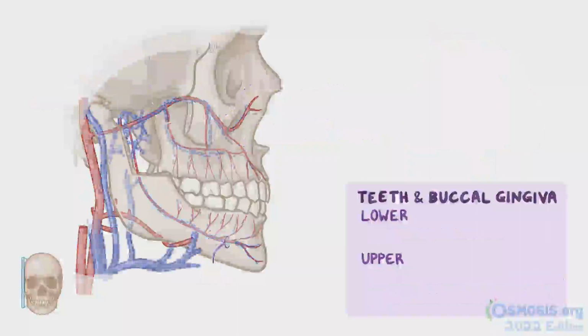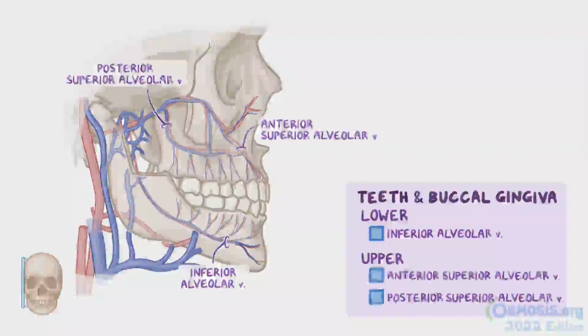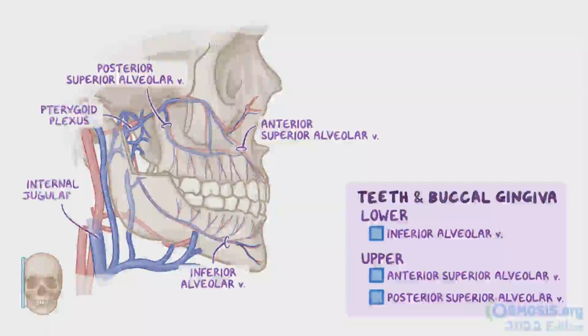Venous drainage is through the inferior alveolar vein for the lower teeth and gingiva, and the anterior and posterior superior alveolar veins for the upper teeth and gingiva. They follow the same paths as the arteries, but drain into the pterygoid plexus of veins, ultimately draining into the internal jugular vein. Some veins from the lower teeth may also drain into the facial vein.